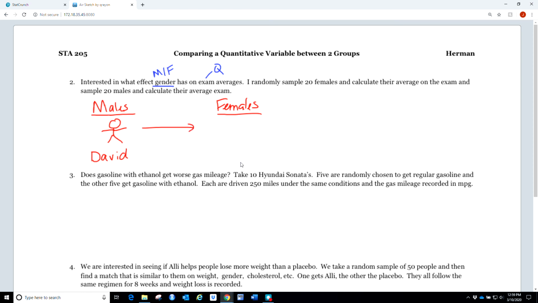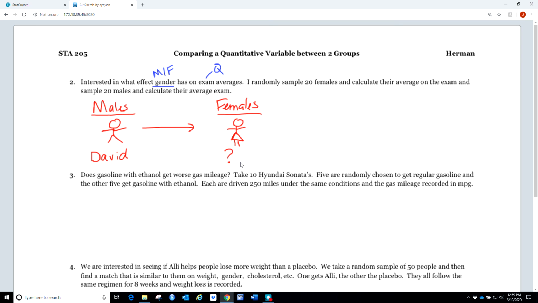Now when I go over to my females, of course I know it has to be a female, so I'm just going to draw the little skirt stick figure to say female. Is there a certain female now I have to sample because I sampled David as one of the men? No, I mean, as long as I sample a female, but there's not a specific female that I need to sample.